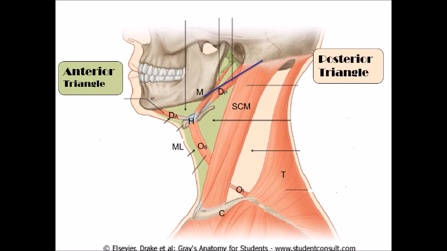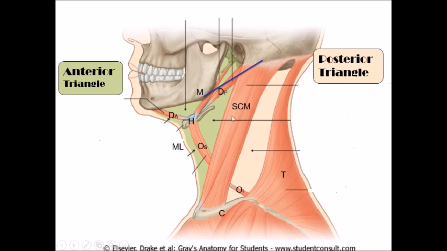Now this quadrilateral area is divided into two triangles, the anterior triangle and the posterior triangle, by a muscle. This is the sternocleidomastoid muscle. This is the big muscle which is called the sternocleidomastoid muscle. It begins from the sternum and the clavicle and gets inserted to the mastoid process. So this is called the sternocleidomastoid, SCM.